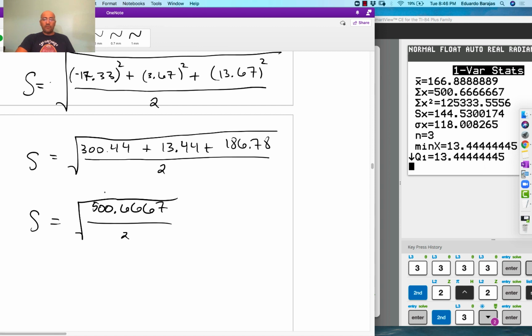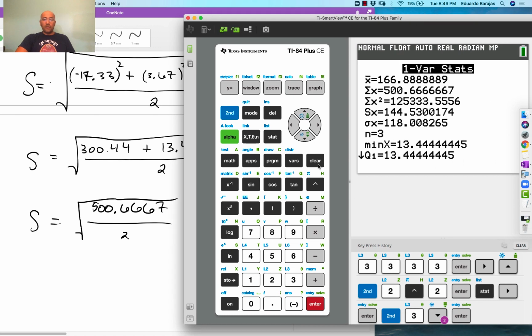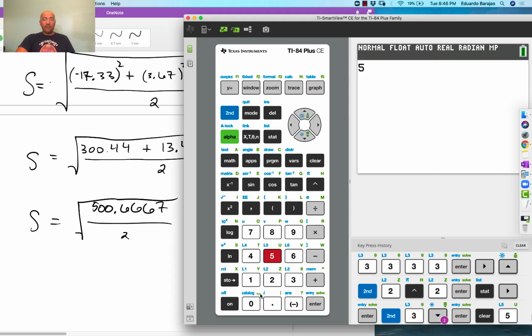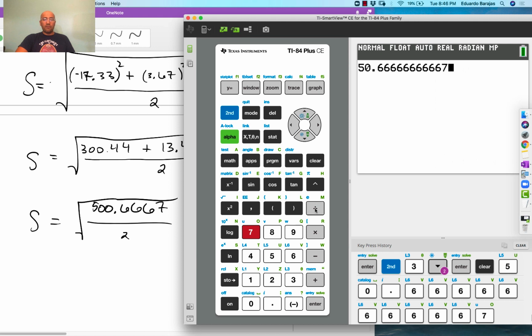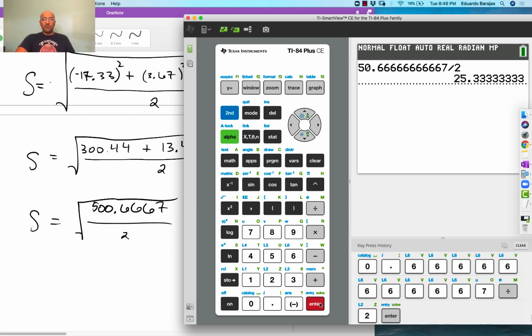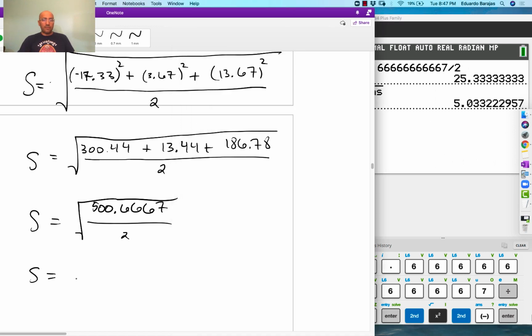So now I can go back to my calculator and again kind of sort of do it by hand, but use my calculator. Clear, and that'll be 500 point, and there was a bunch of 6's in there, 7 at the end, divided by 2, enter, and then I want to take the square root of that. Second shift, square root of the previous answer, enter, and I get approximately 5 point S is 5.033222957, something like that. Okay, let's confirm that we get the same answer with our calculator.